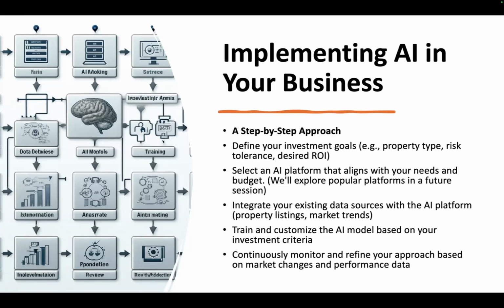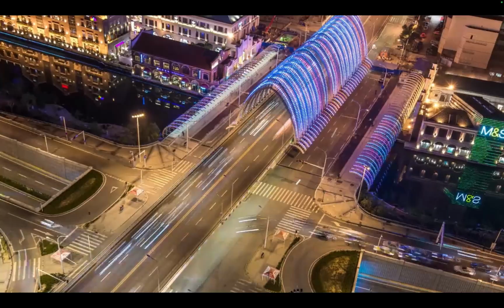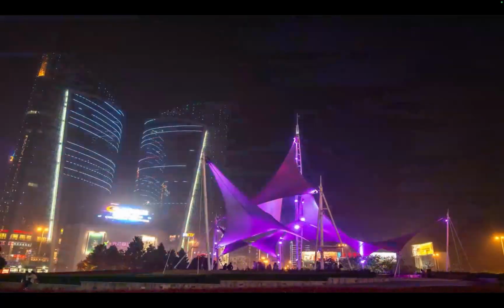So how would you implement AI in your business? You need to follow a structured plan. That way, you know if you are actually getting the benefits and the advantages that you hoped for when you decided to go down the AI-powered route. So the step-by-step process would be, firstly, define your investment goals. So what property types are you interested in? What's your risk tolerance? What are your desired returns on investment? Because you can use that to determine if something meets or qualifies your criteria, or otherwise you discard them.